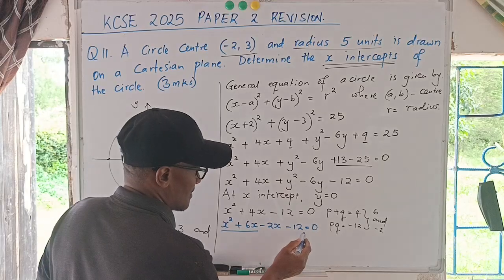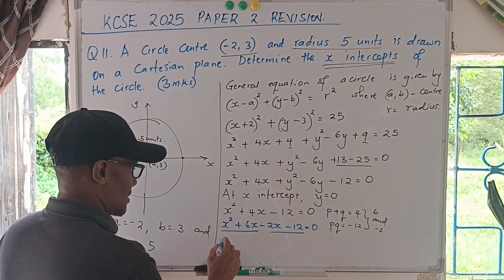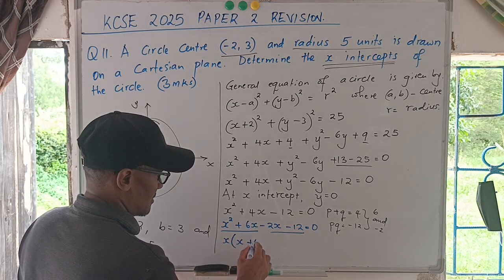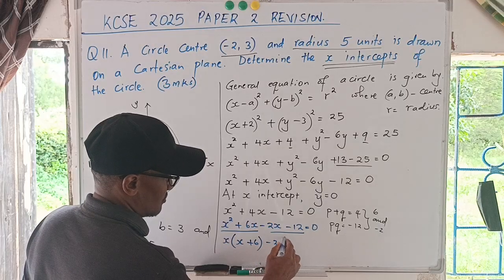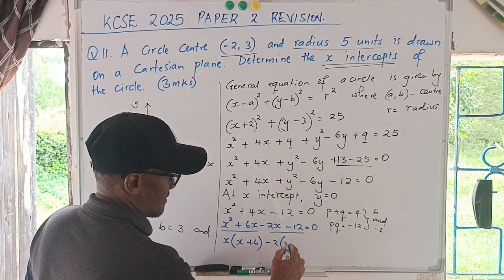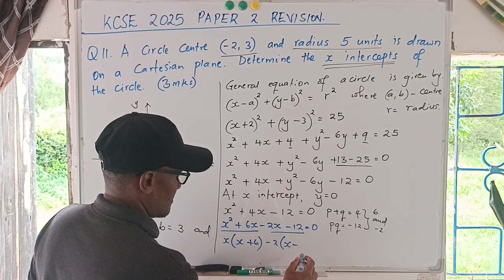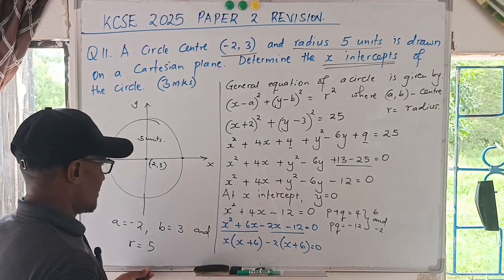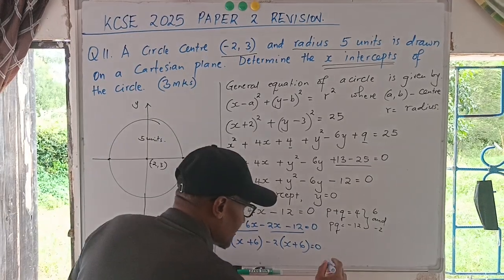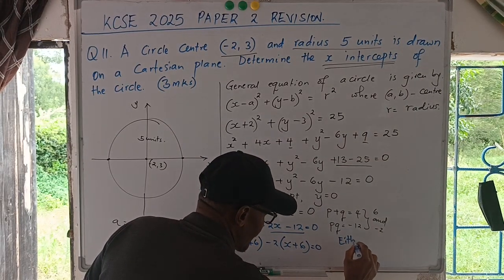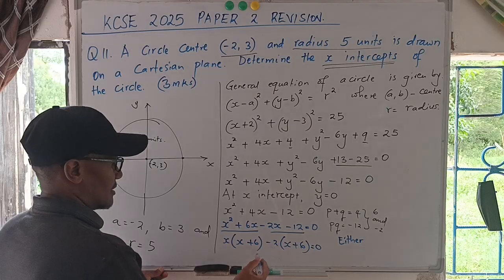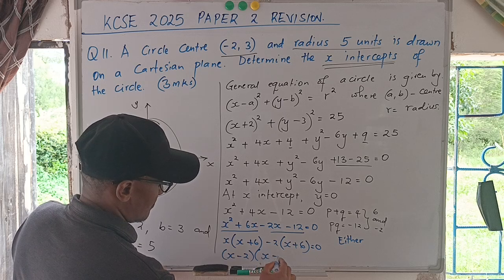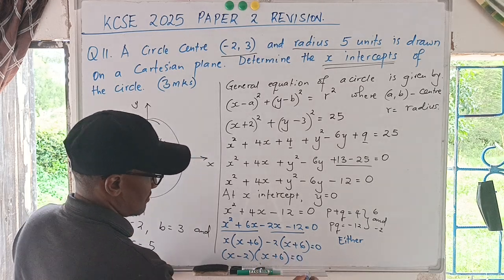Factorize this part and that part. What is common here is x. Inside the bracket, we have x plus 6, then minus 2, which is common, x plus 6. The two brackets must be the same. So from there, we can see that we have (x minus 2)(x plus 6) equals 0.